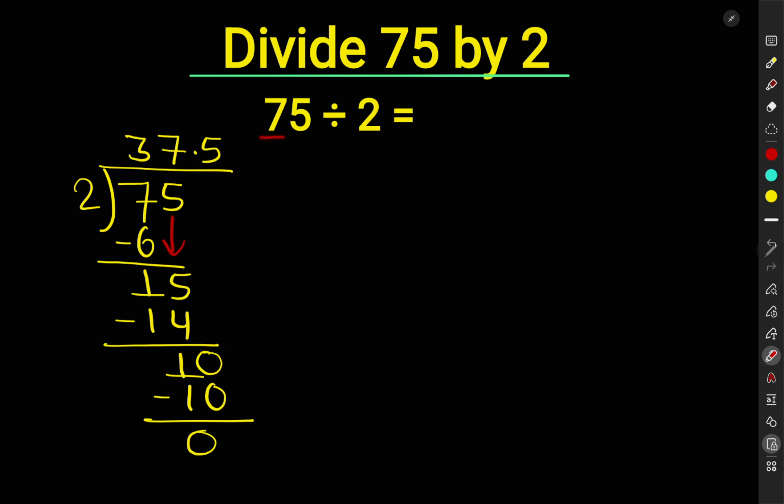So 75 divided by 2, we got 37 decimal 5.